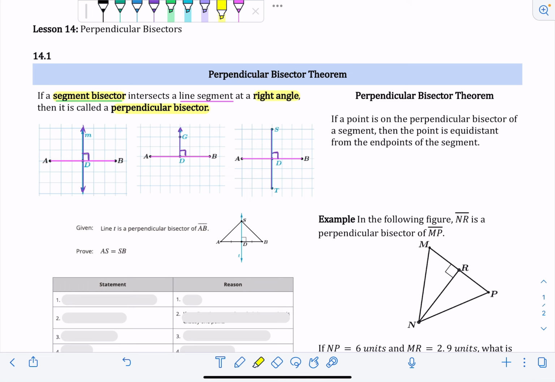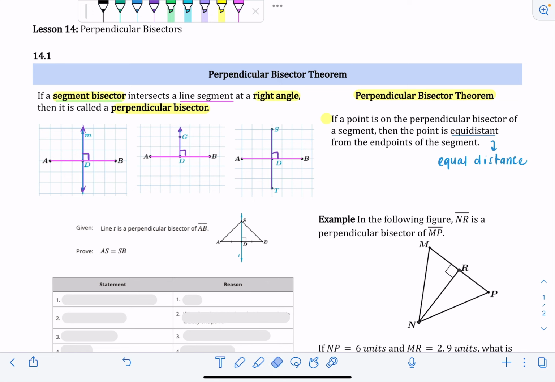Okay, so moving on to the perpendicular bisector theorem. So if a point is on the perpendicular bisector of a segment, then the point is equidistant from the endpoints of the segment. So equidistant means like equal distance. If you're not sure of that word, you can leave a note for yourself, equal distance is what equidistant means. It's kind of a shorter way of writing it, but they mean the same thing.